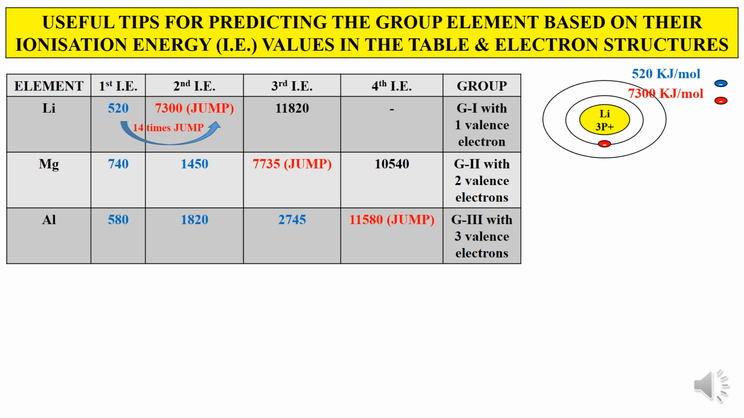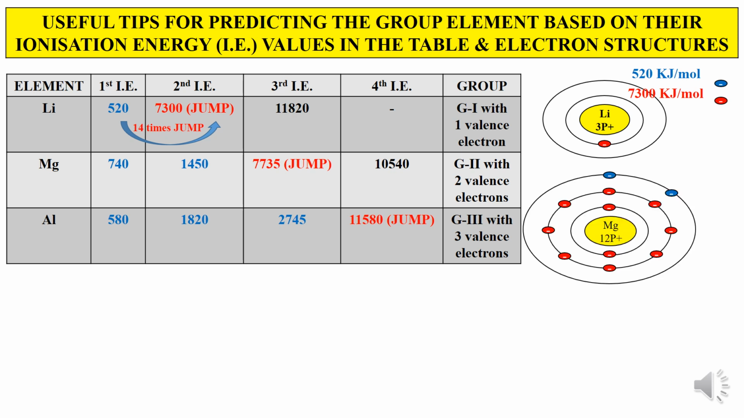What is the reason? The reason being the valence electrons are far away from the nucleus and experience a weaker attractive force towards the positively charged protons, while the core electrons are very close to the nucleus and experience a very strong attractive force towards the positively charged protons. And therefore, the energy required is more in case of removal of core electrons.